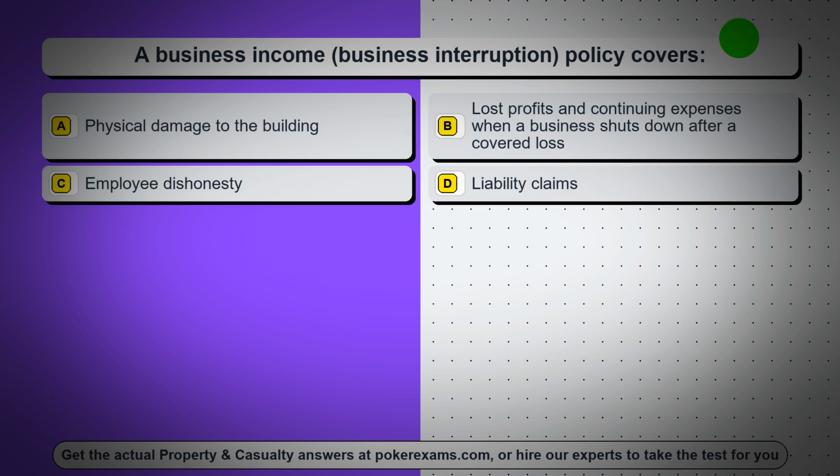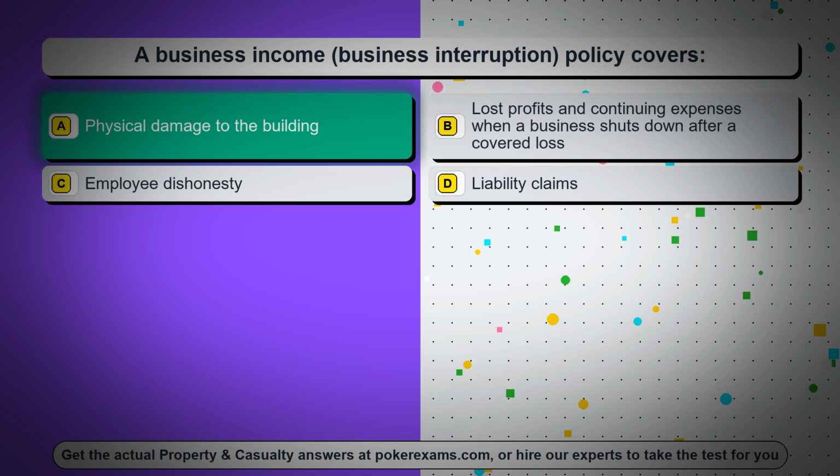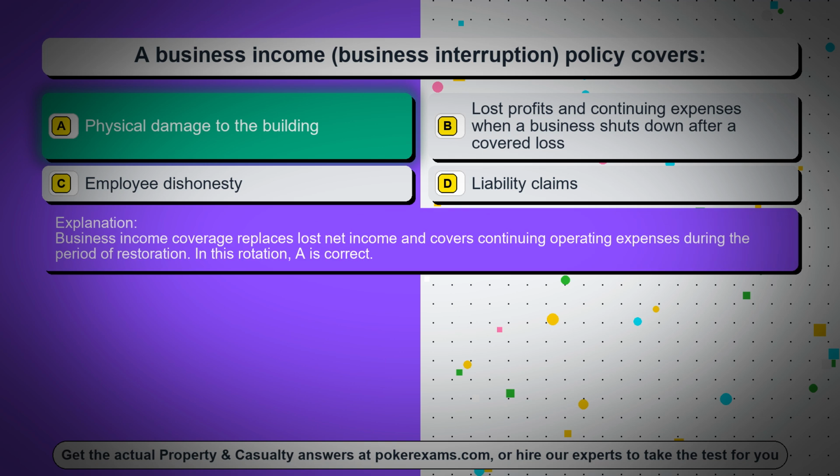Question 60. A business income, business interruption, policy covers: Option A, physical damage to the building. Option B, lost profits and continuing expenses when a business shuts down after a covered loss. Option C, employee dishonesty. Option D, liability claims. The correct answer is option A, physical damage to the building. Business income coverage replaces lost net income and covers continuing operating expenses during the period of restoration. In this rotation, A is correct.